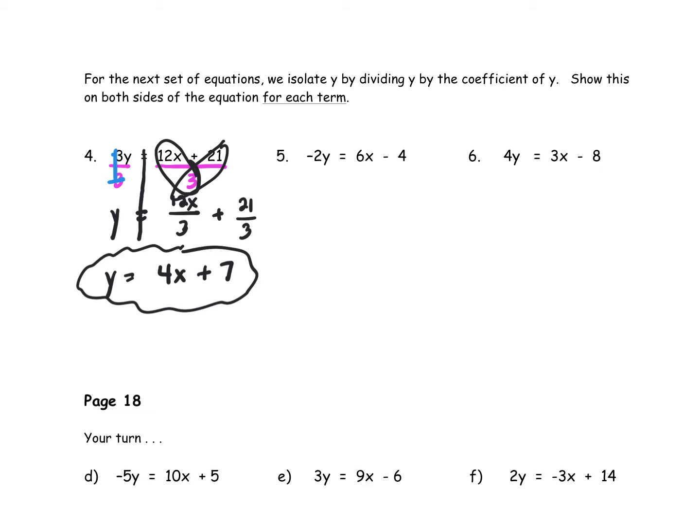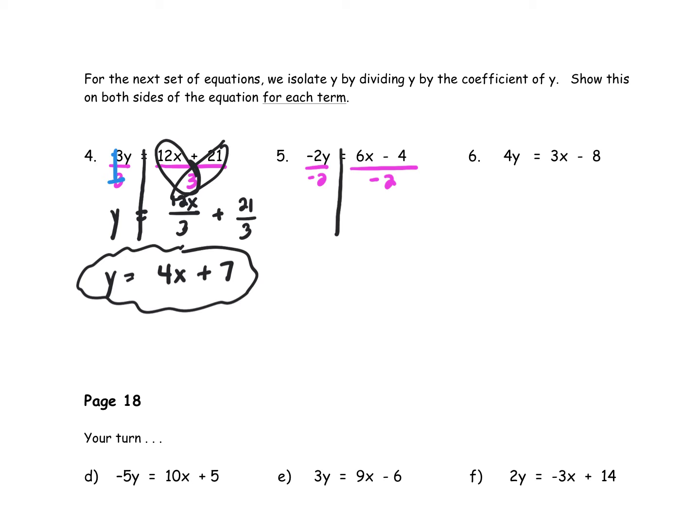Now let's look at the next one. Again, a little bit tricky because I see a negative, and that's going to really cause us some issues if we're not careful. So we're going to build our wall to start out. Again, I'm trying to isolate y by itself, so we do that by eliminating negative 2. We divide because we see multiplication, but we have to divide everything on this side by negative 2.